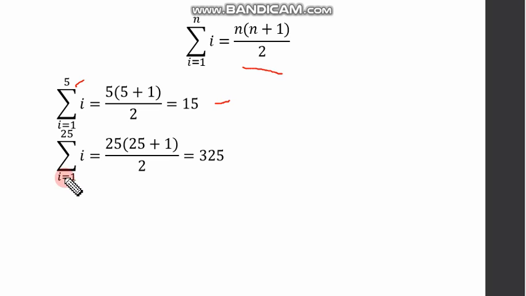Number 2, the summation of i from i equals 1 to 25. Our n here is 25, so 25 times 25 plus 1, that's 25 times 26, divided by 2, that's 325. Remember that we can only use this property if the index starts at 1. Other than that, we cannot use this property.